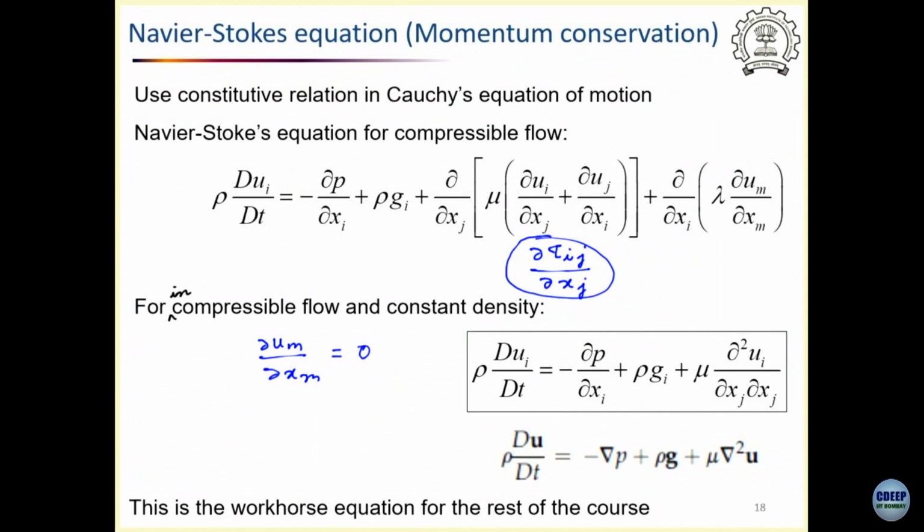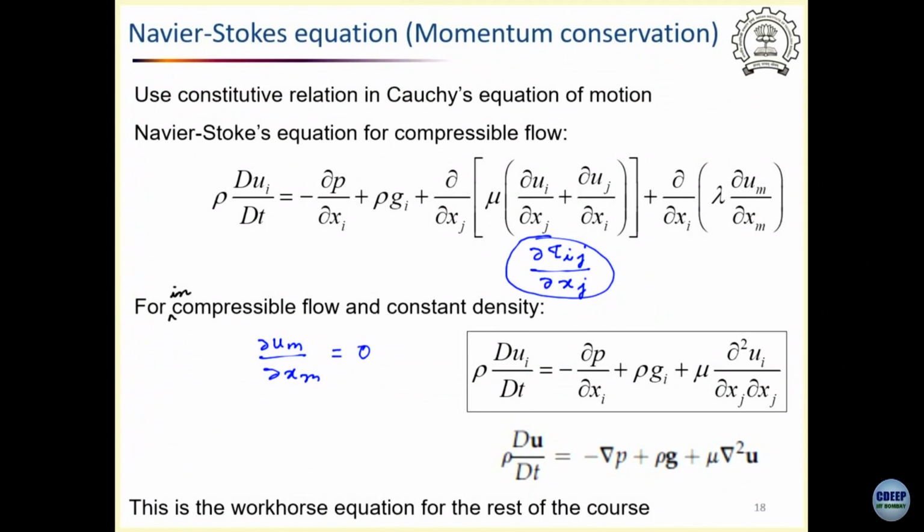For incompressible flow and constant density, we get this equation, because this part becomes 0 and density is constant. So rho ∂u_i/∂t equals minus ∂p/∂x_i plus rho g_i plus mu ∂²u_i/∂x_j... Because you have a double derivative there, you get a double derivative. Because the velocity is a continuous variable, the order of differentiation does not matter. So ∂u_j/∂x_j, one of these terms becomes 0, and you are left with ∂²u_i/∂x_j∂x_j.